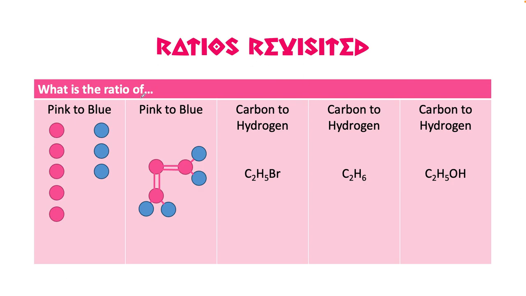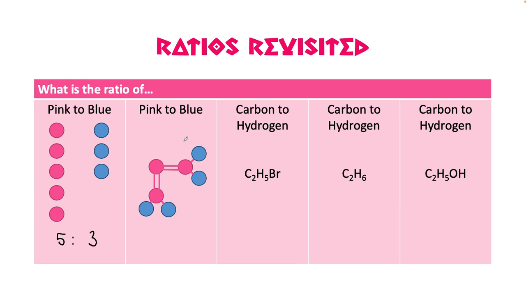If I want to find the ratio of pink to blue here, I have 1, 2, 3, 4, 5 pink, and it is to 1, 2, 3 blue. So 5 is to 3 is the ratio. I could use that ratio then to start calculating percentages. I can use it to work out how to make different things from it. It's the simplest whole number ratio, but from there we can do a lot of work with it.